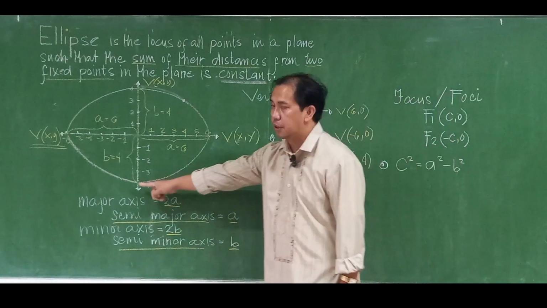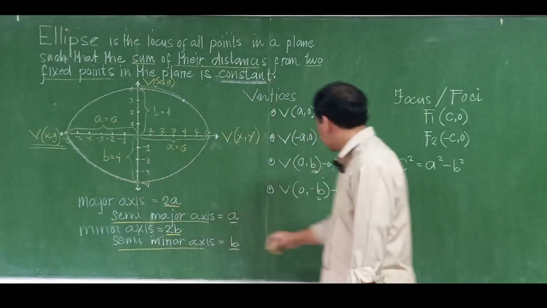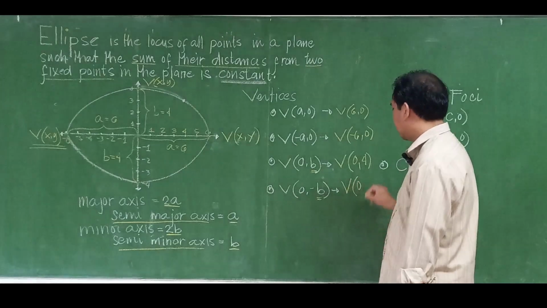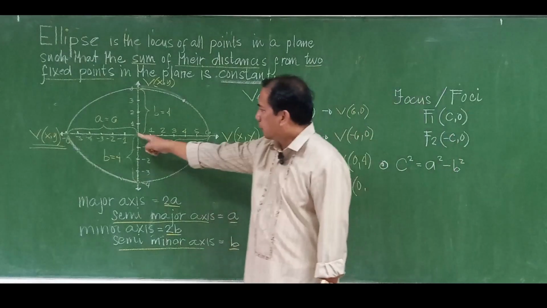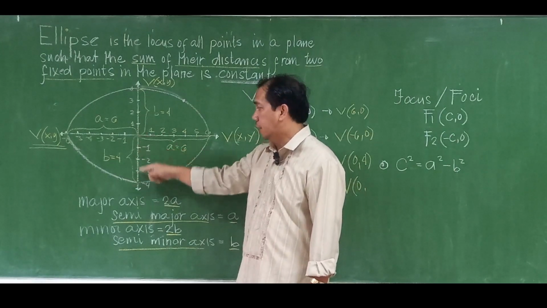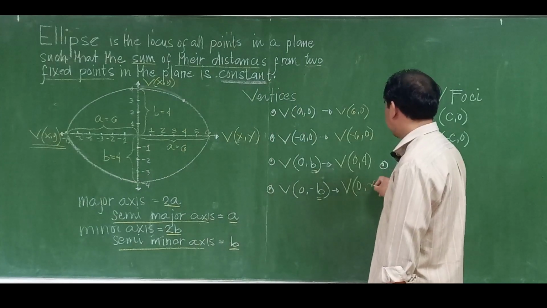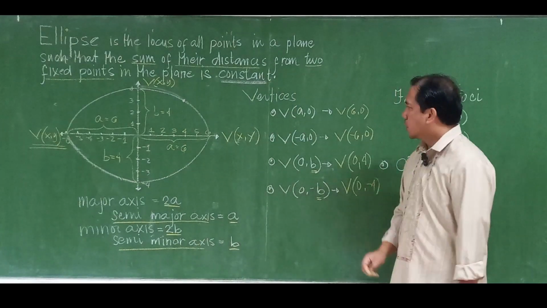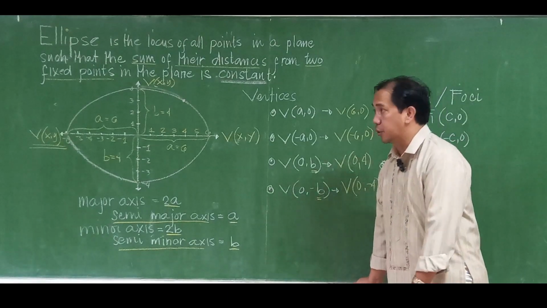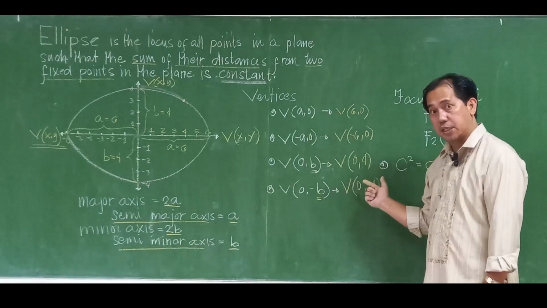How about in here? Our x is 0, so we need to say our coordinate is 0. What about our y? Notice that this has a measure of 4, but it is located below the point of origin, and so that must be negative 4. Okay? So here are my vertices. When we are talking of an ellipse, we always consider 4 vertices.